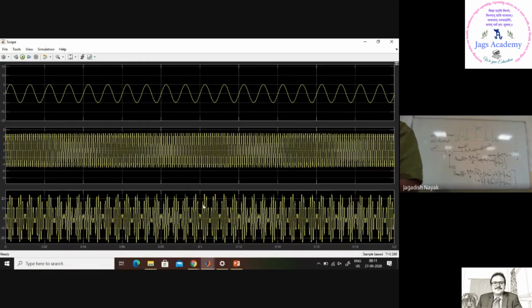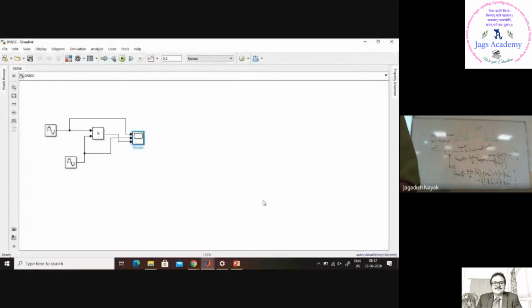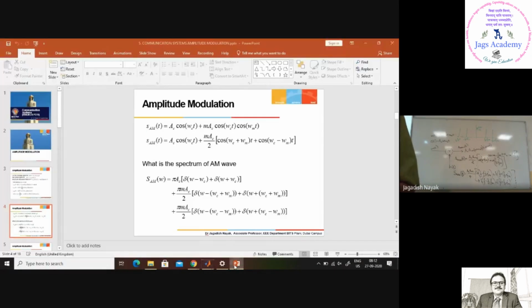So what you see in the bottom is the AM wave. Can you see the amplitude is varying with respect to the message signal? And you see here, this will not have that carrier term. That carrier term is not here, right? Now, before this, I would like to show you the waveform of conventional AM wave.